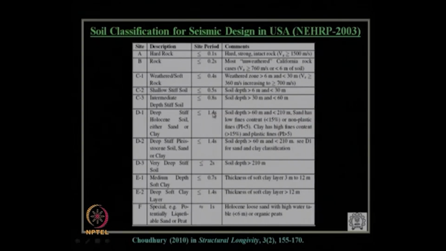Now, let us see what the other practices worldwide are. If we see the seismic design criteria of the US as per the NEHRP code of 2003, NEHRP is the guideline for earthquake resistant design in the US. They have classified their site, or soil site or ground classification, into 6 divisions starting from A to F, and within some of the site classifications they have sub classification.